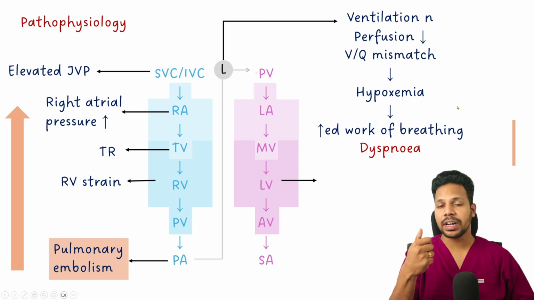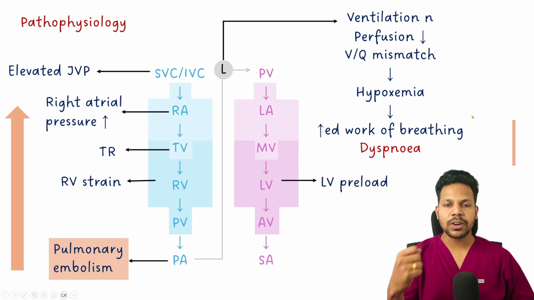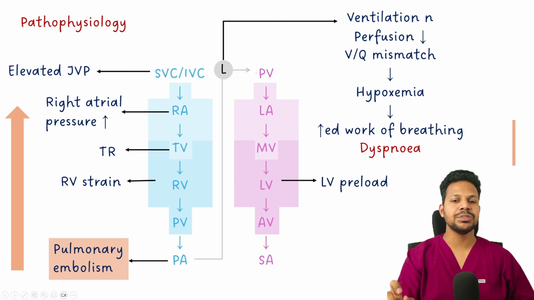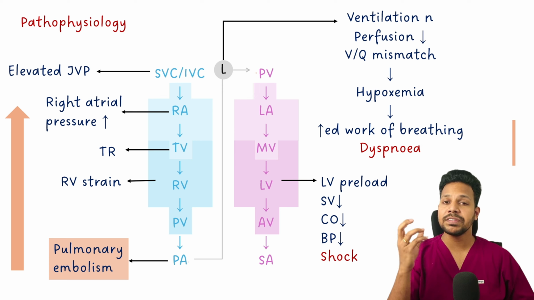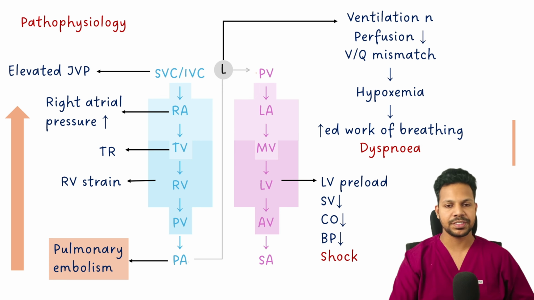Now, further, the preload to the left ventricle is reduced. That is the reason for reduction in the stroke volume. The cardiac output is reduced, systolic blood pressure is reduced, and eventually the patient may land up in shock. Whether the patient lands up in shock or not depends upon the severity or size of the pulmonary embolus.